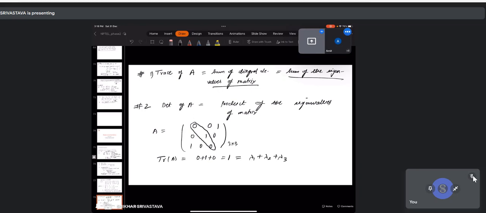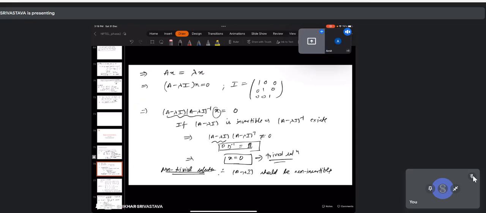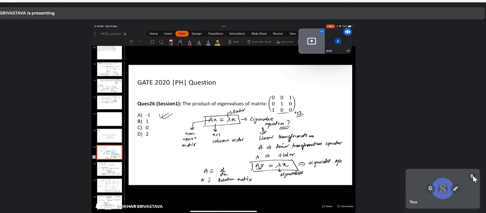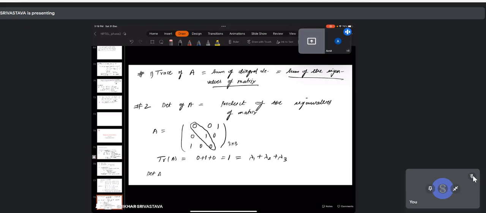And the second property is the product. In the question they have asked for the product of the eigenvalues, so we can just use this property and find the determinant of A, which is nothing but 0 minus 0 plus 1, and it will be minus 1.